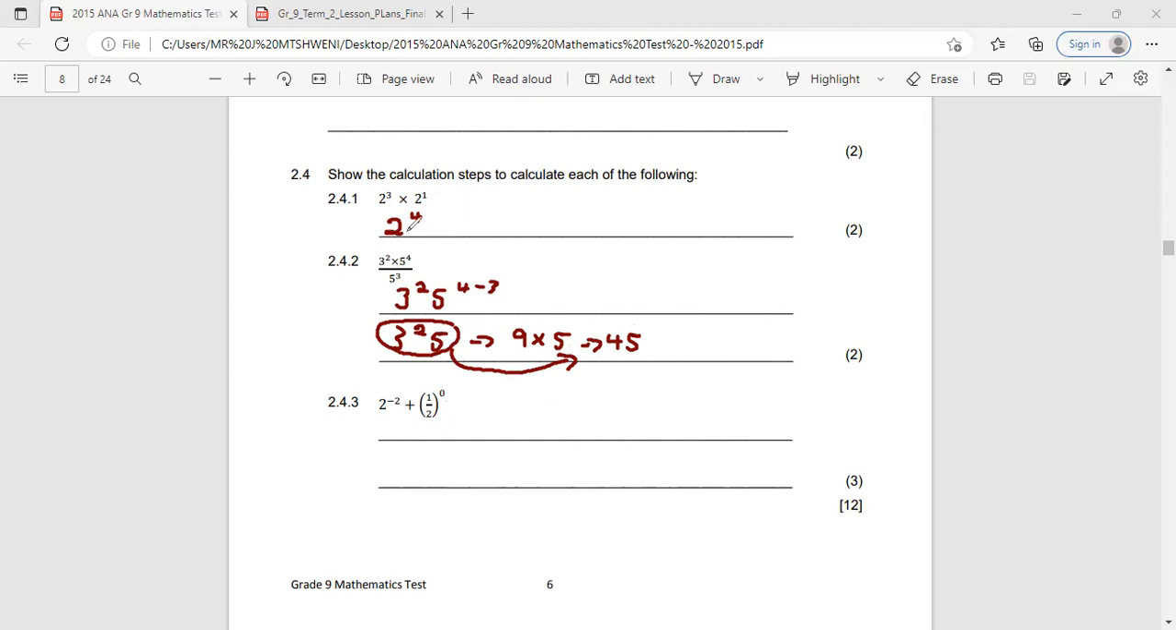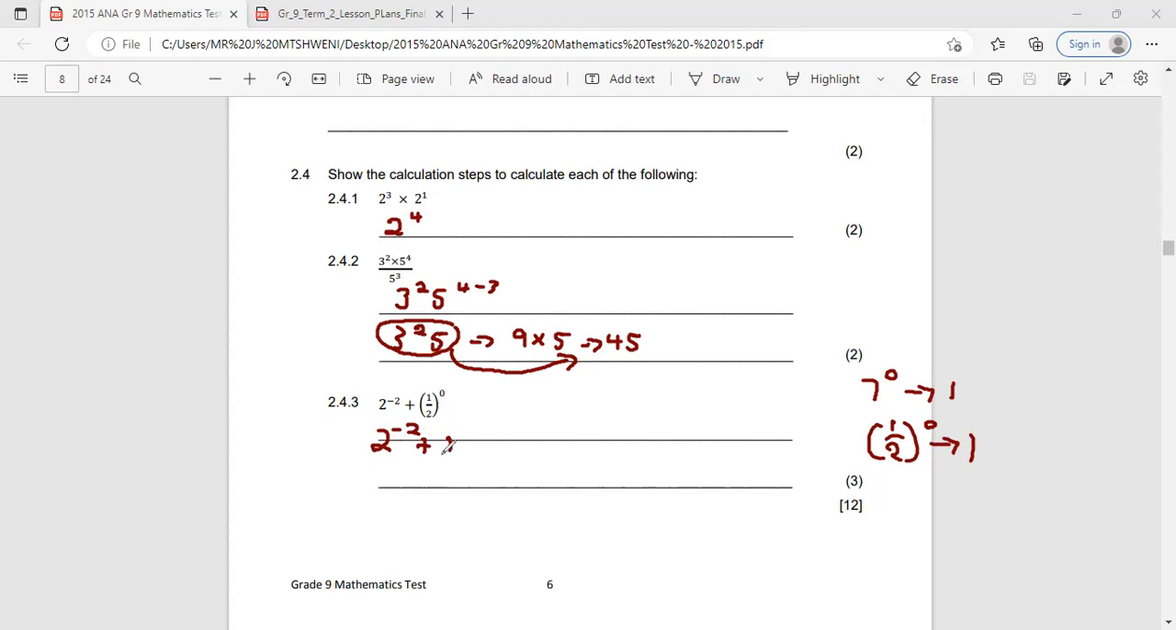This topic is based on exponents and integers. That's why you see we're working with numbers alone. 2 to exponent negative 2, drop it as it is, plus what? Any number raised to exponent 0 is equal to 1. Even if you are having this, when you punch your calculator, you see that it's 1. So it's going to be plus 1.